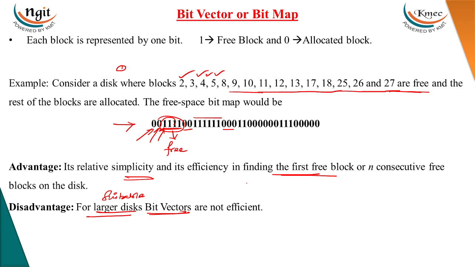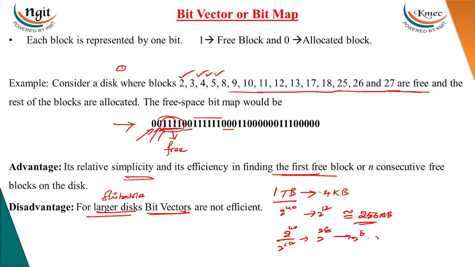Let's see. If you take a hard disk size of 1 TB and a block size of 4 KB, this is 2 to the power of 40 and this is 2 to the power of 12. The approximate size of the bitmap will be 256 MB. 2 to the power of 40 divided by 2 to the power of 12 gives 2 to the power of 28, so 2 to the power of 8 times 2 to the power of 20. So this will be 256 MB.